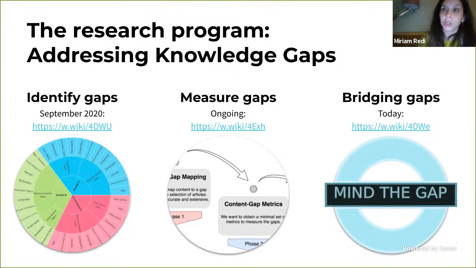And this is what we're going to see today. Once we know what we're talking about in terms of knowledge gaps, we know the extent of those gaps, and so we're measuring knowledge gaps, the next step is to produce research and tools that can help us and the community reduce the space of these knowledge gaps. And so what we're going to see today is a set of research and tools that we have developed towards this goal.